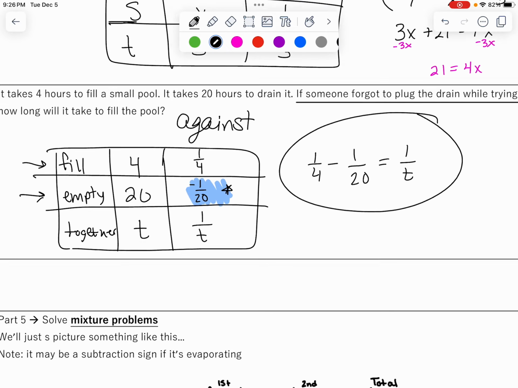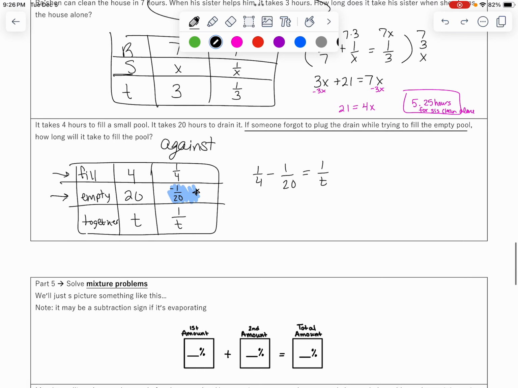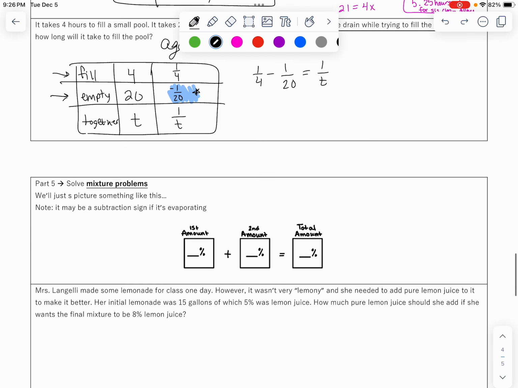You would keep going on this. If anybody wants to do that, I'll do it after we do a mixture problem. I'll come back to it.